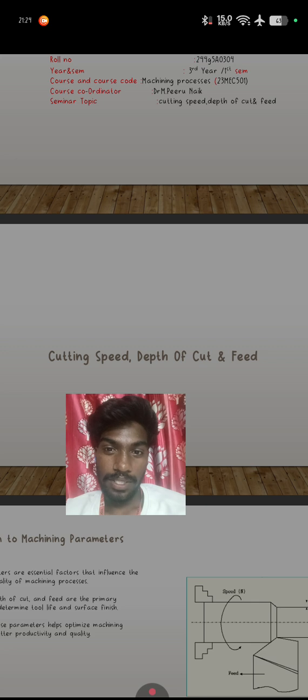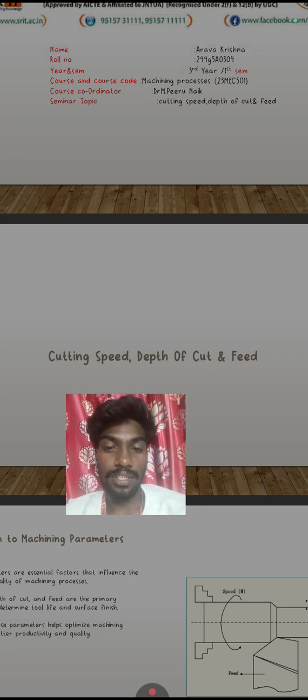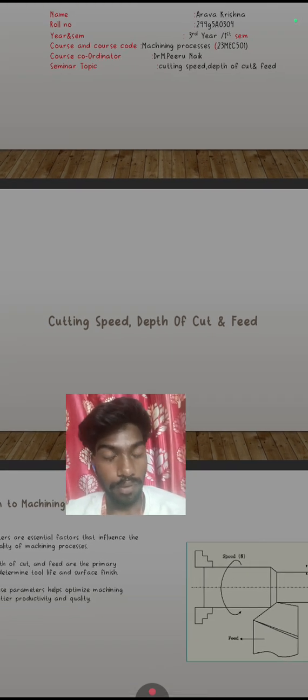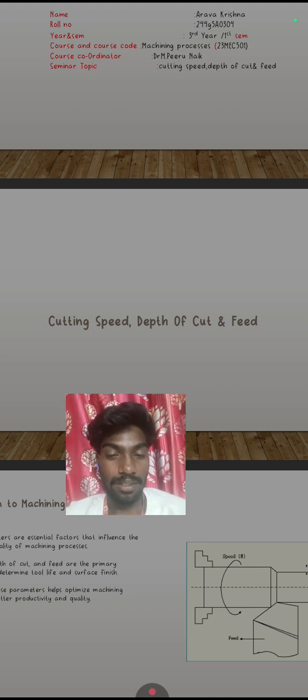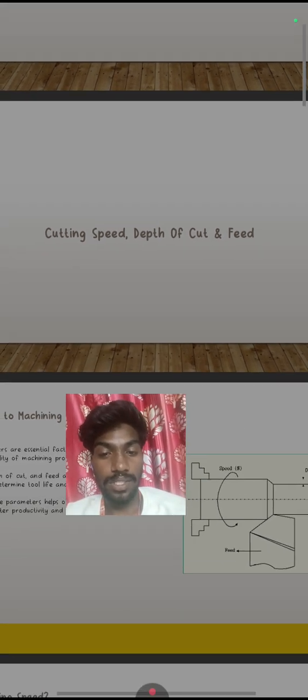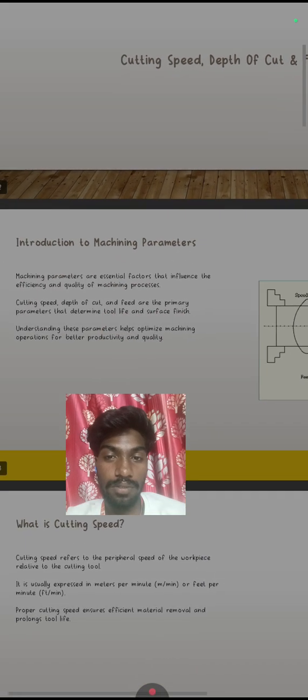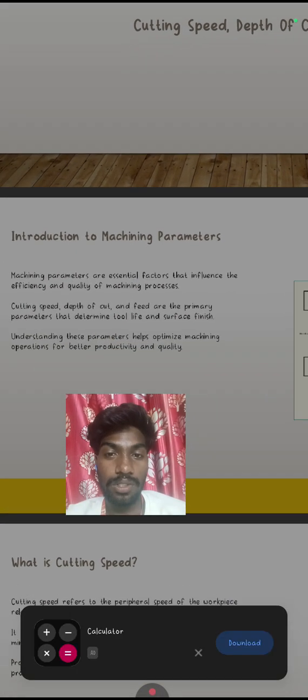Today I'm going to present to you about cutting speed, depth of cut and feed. These three are the general terms we see daily when we are performing operations on a certain machine, for example a lathe machine, drilling machine, whatever you may take. When we are using a certain tool, these three parameters come under it. Okay. First, let's get introduced to the machining parameters.